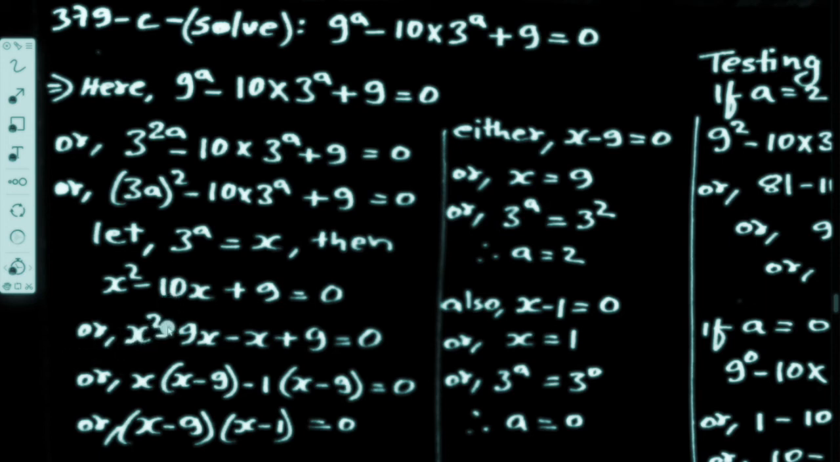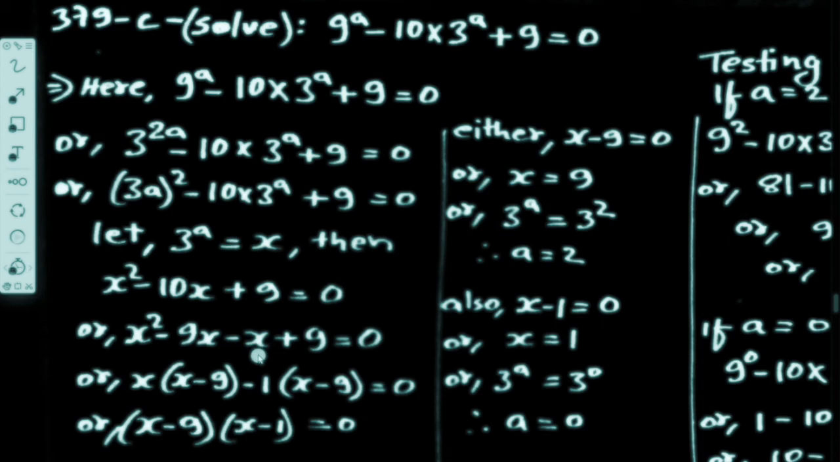x square. For factorization, this 10 should be broken into two parts. Now x square minus 9x minus x plus 9 equals 0. Now see here, x square minus 9x. We should take common from these two, so x bracket x minus 9. Here x is common and non-common is x minus 9.